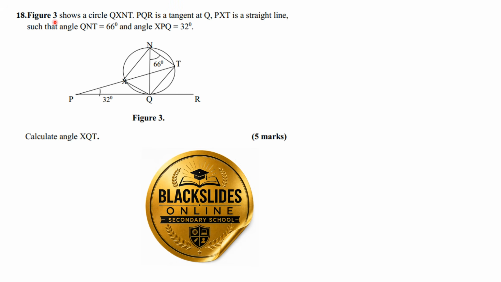Figure 3 shows a circle QNXT. PR is a tangent at P. PXT is a straight line, such that angle QNT is 66 and the angle XPQ is 32. Calculate angle XQT. XQT, that's this angle here.